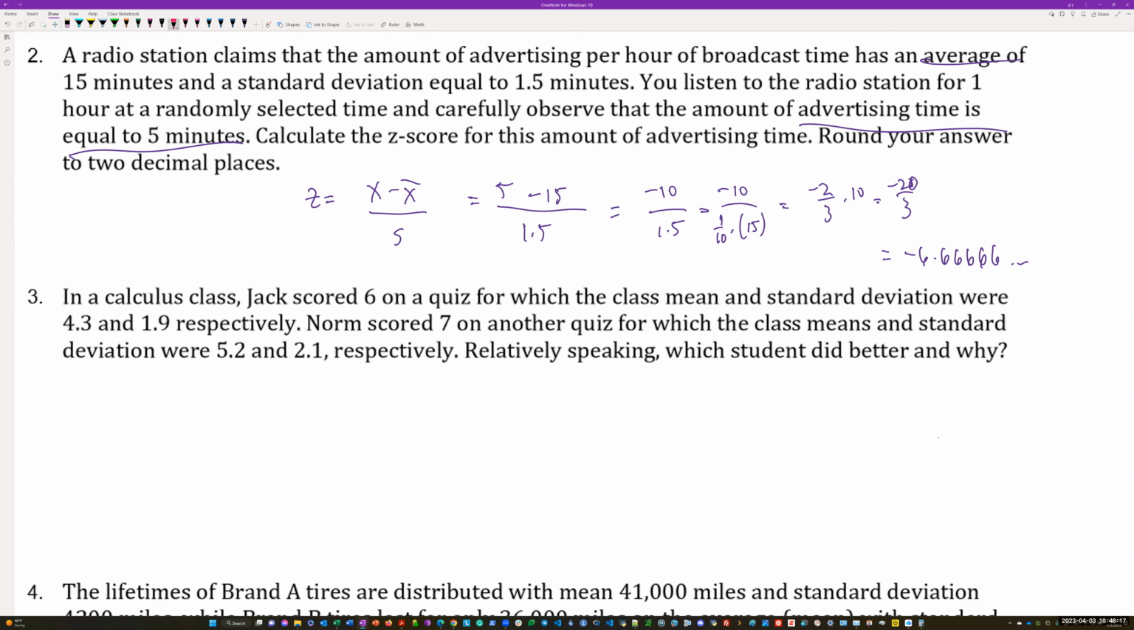In a calculus class, Jack scored 6 on a quiz for which the class mean and standard deviation were 4.3 and 1.9. Norm scored 7 on the quiz for which the class mean and standard deviation were 5.2 and 2.1. Relatively speaking, which student did better and why? Well, how are we going to compare?